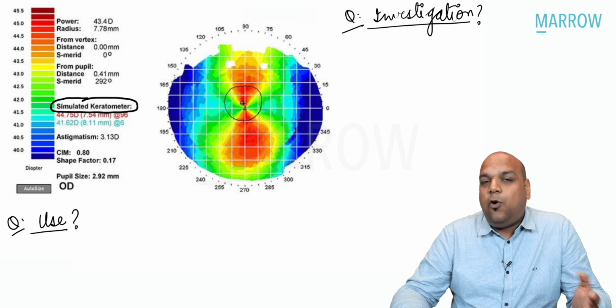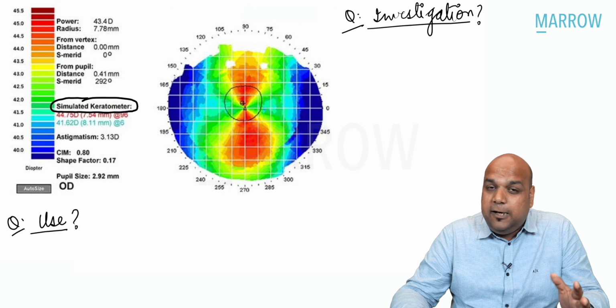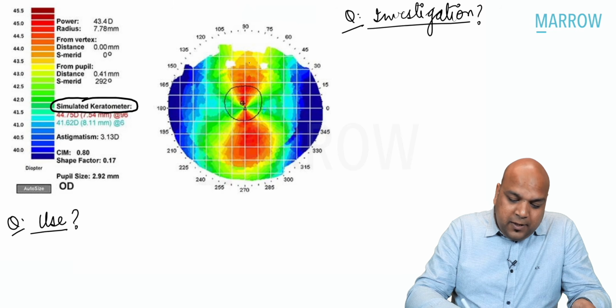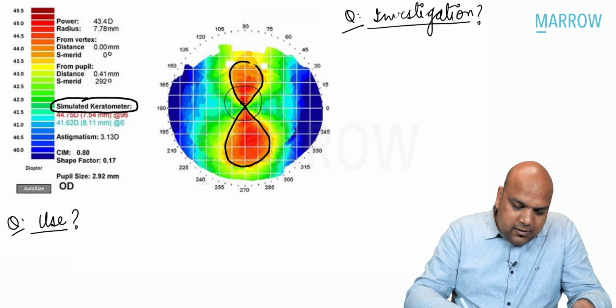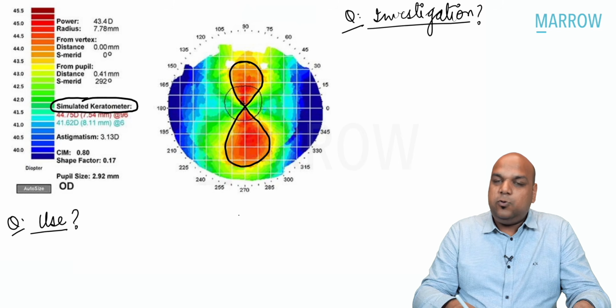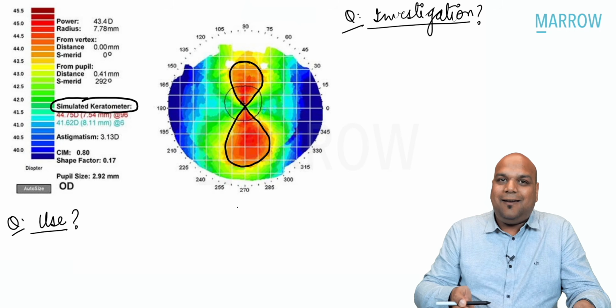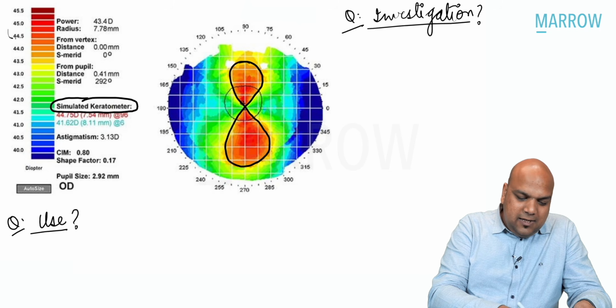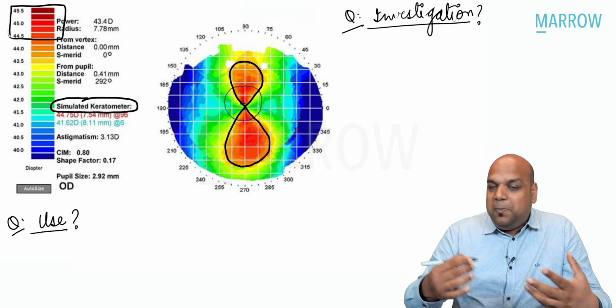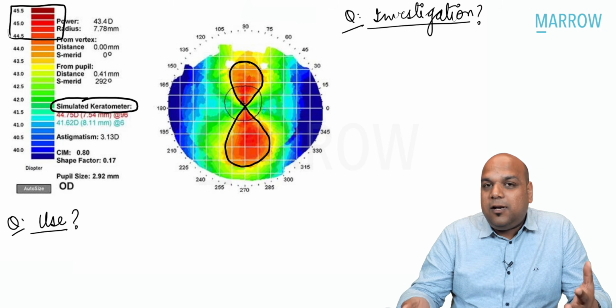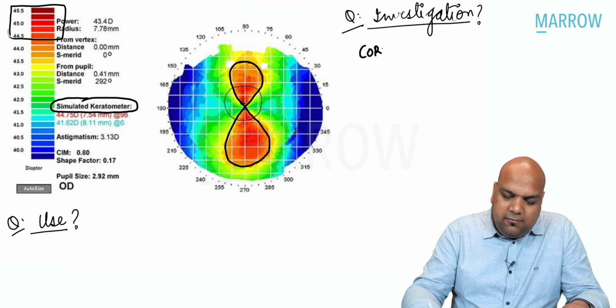The power of the cornea, normally depending on the curvature, is around 43 to 44 diopter. But here we see in the vertical axis, 90 degree to 270 degree, it is forming a red color. That means the power or the curvature is more. It is more steep. So basically we have mapped out the corneal curvature. That means what have we done? Corneal topography.